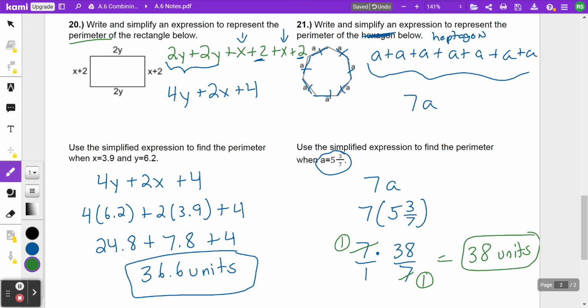All right, so there we have a quick mini lesson on combining like terms and how it can help us simplify expressions.